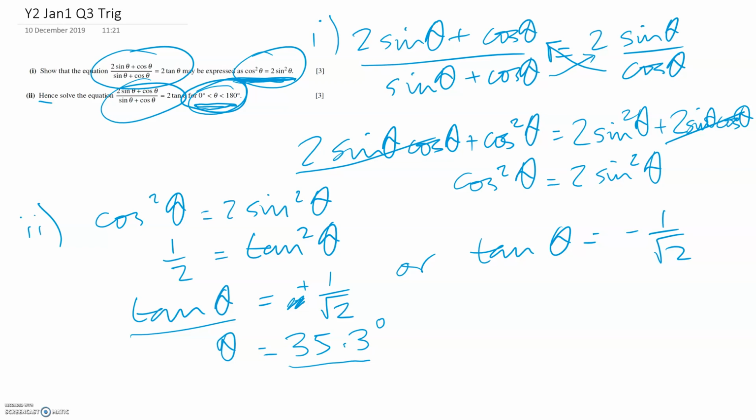Again, if we use our calculator to do inverse tan of minus 1 over root 2, that will give us minus 35.3 degrees. But that's not in our range, so we would then need to add 180 degrees to that, which will give us something in our range. That will give us 144.7 degrees.